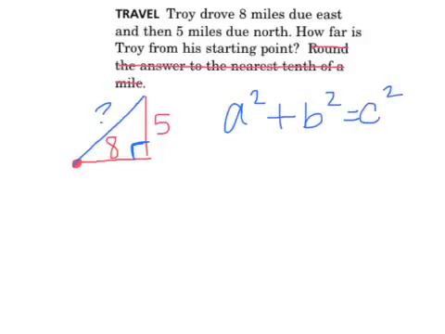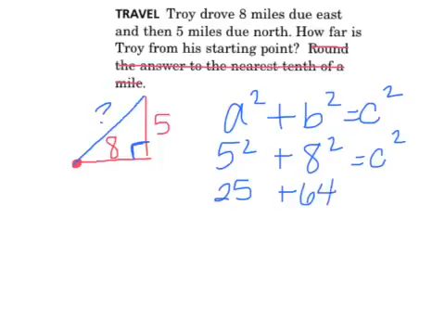A squared plus b squared equals c squared. Let's plug in our legs. Oh, I'm sorry, I'm jumping ahead. You'll start to do that too. You'll start to skip steps like this, which is not good. I should not teach you that. All right, so now we will actually square these numbers, which would be 25 and 64. And now let's add those together, which would be 89.